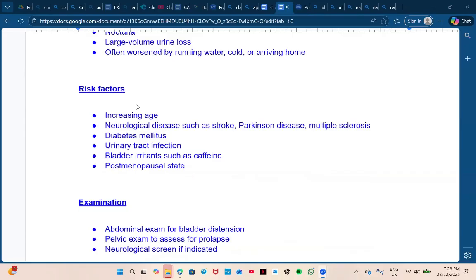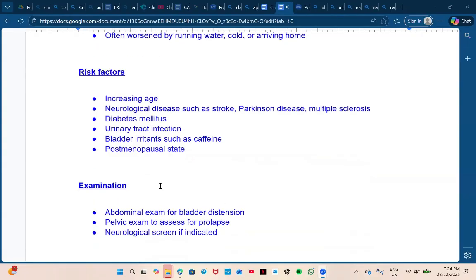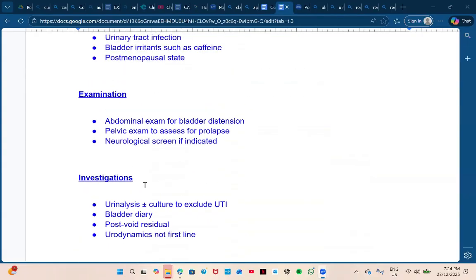In our case also, our patient is old, and neurological diseases such as stroke, Parkinson disease, multiple sclerosis can affect, as can diabetes, urinary tract infection, bladder irritants such as caffeine, and postmenopausal state. So examination: abdominal examination, exam for bladder distension, pelvic exam to assess for prolapse, neurological screen if indicated.